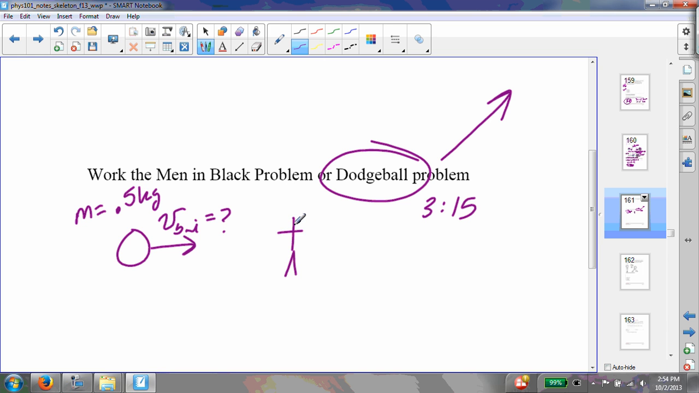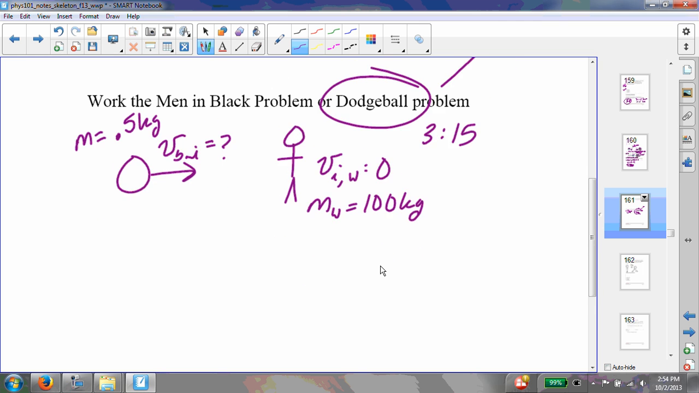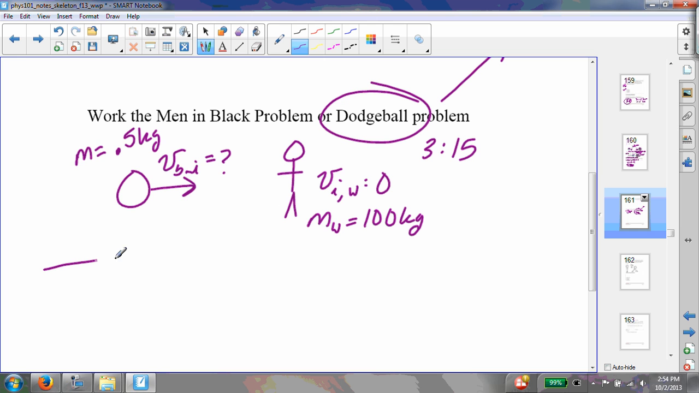Now, initially, White Goodman has an initial velocity equal to 0. Right? And the mass of White Goodman, you know, he's not real tall, but he's a pretty big guy nonetheless. So we'll just say 100 kilograms. That's probably a bit of an overestimate of his actual mass, but let's just say 100 kilograms to make the numbers easy. All right, so that's my initial state.